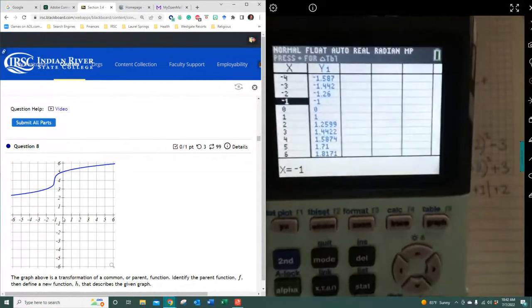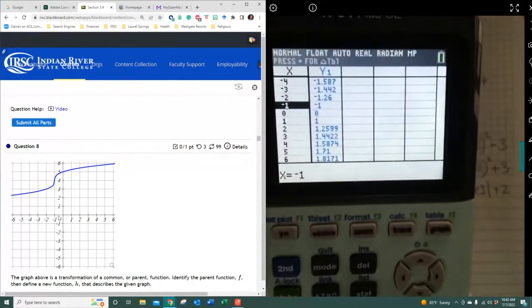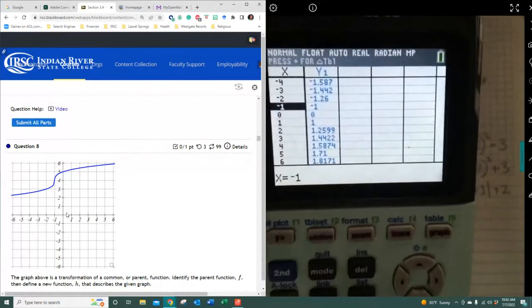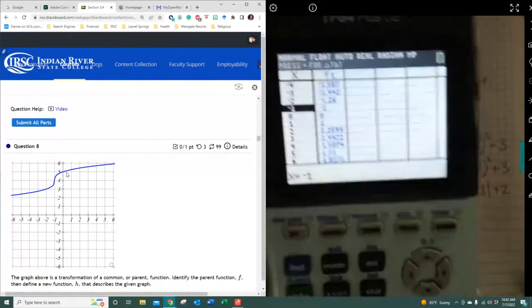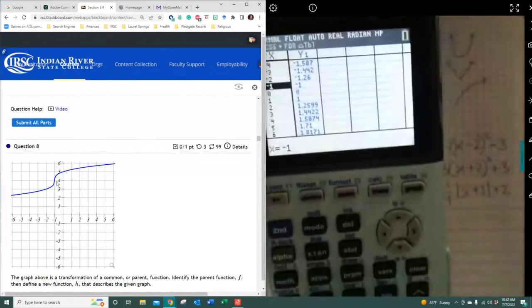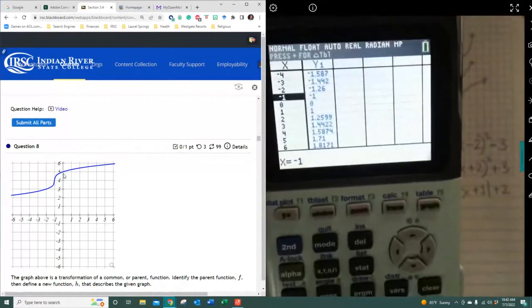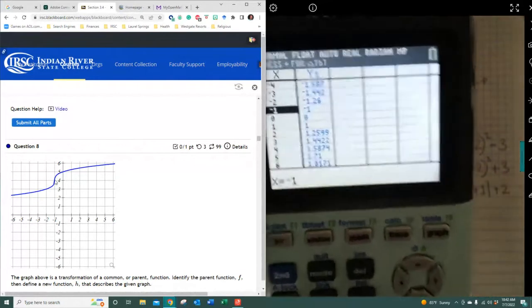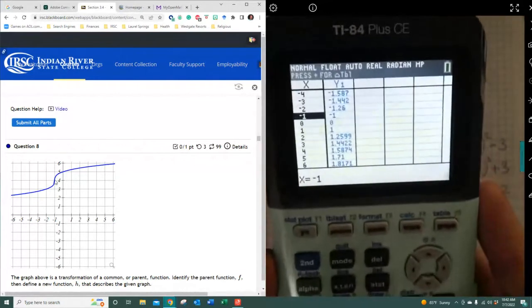So now that means that all we're doing is moving it one unit to the left, and then, excuse me, not 5 units up, but 4 units up. It's not this one that we're worried about, it's this one right here. So 1 unit to the left, 4 units up.